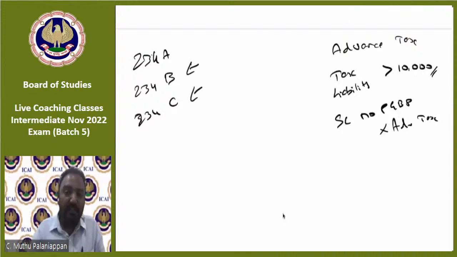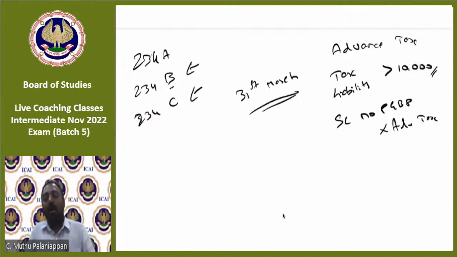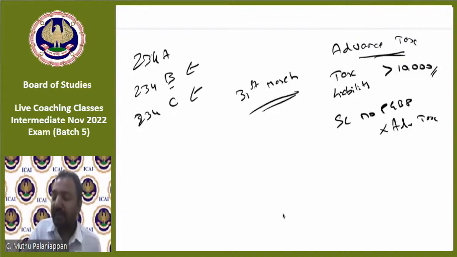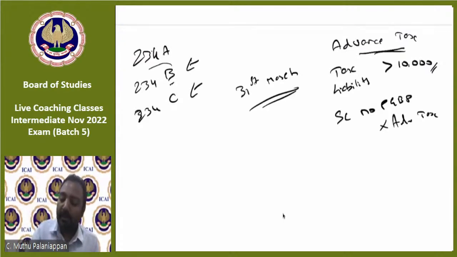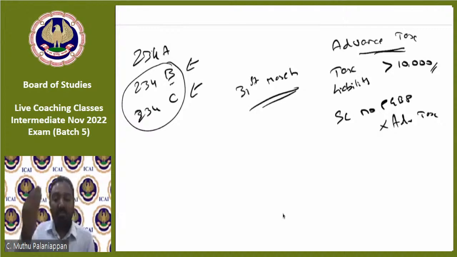234C is for delayed payment of advance tax. 234B is for non-payment or short payment of taxes. So whether you have advance tax or you don't, you must pay your taxes within 31st March. That is the general requirement. If advance tax is applicable, you will be levied these two interests. If advance tax is not applicable to you, then B and C will not be applied at all. A is a different story.